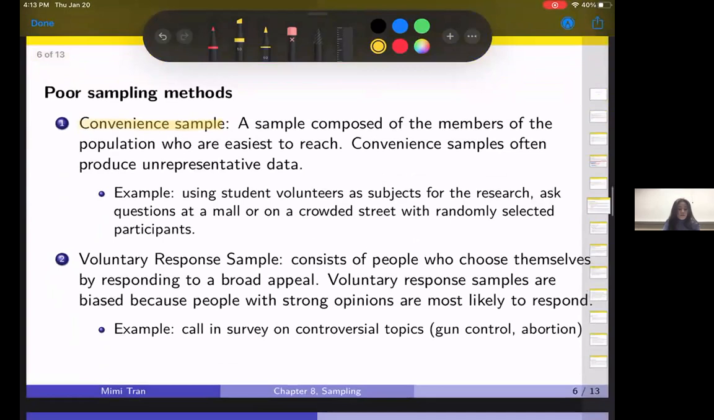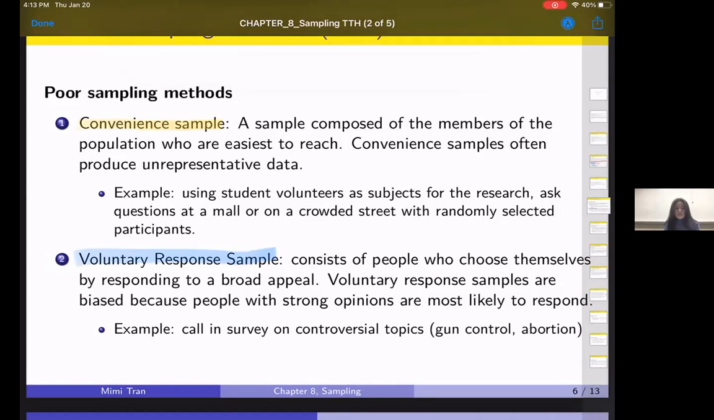Okay? Same thing with the voluntary response sample. It consists of people who choose themselves by responding to a broad appeal, right? You choose to respond. Voluntary response samples are biased because people with strong opinions are most likely to respond.